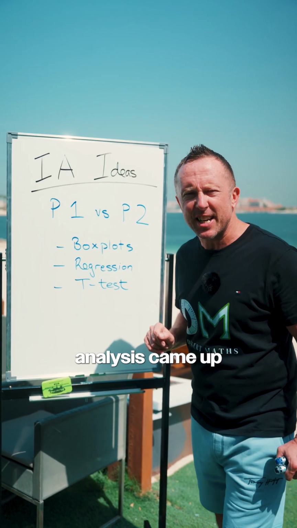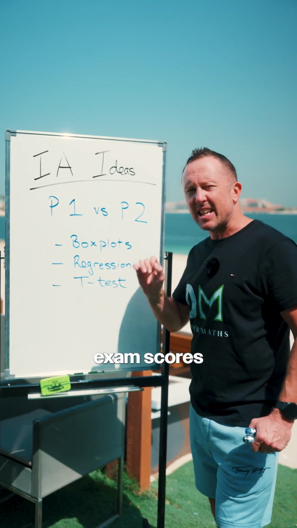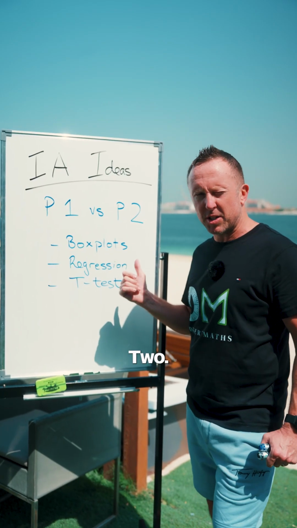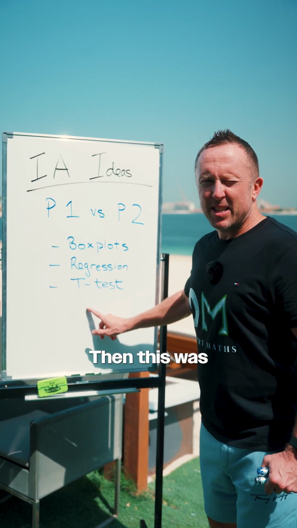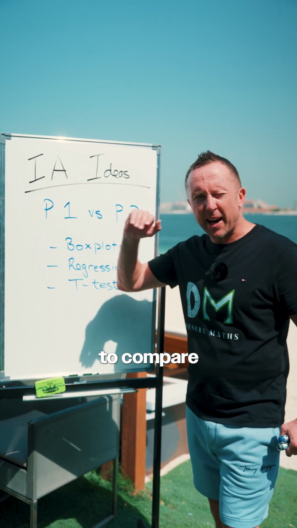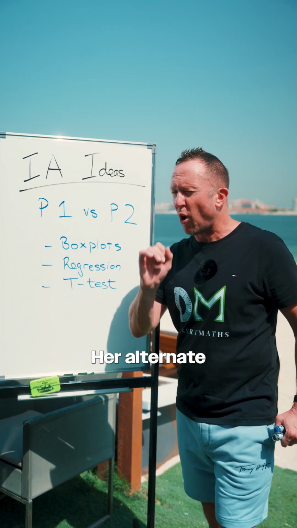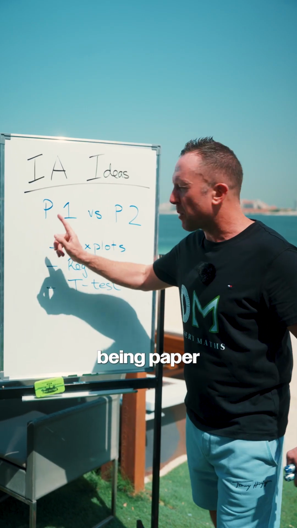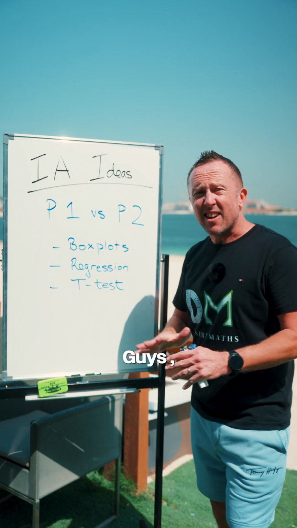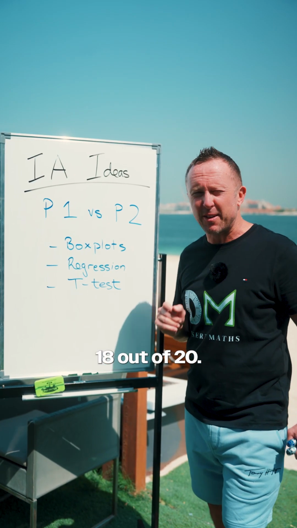She did regression analysis, came up with lines of best fit, and used them to predict exam scores for people who missed paper 2. Then, this was the big one, really earned her mark: she did a t-test to compare the paper 1 versus paper 2 scores, with her alternate hypothesis being paper 1 was better than paper 2. Guys, this IA was simple. It scored 18 out of 20.